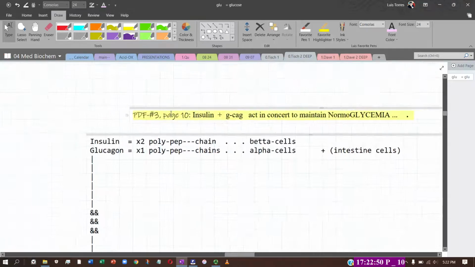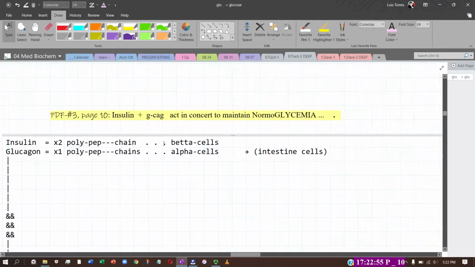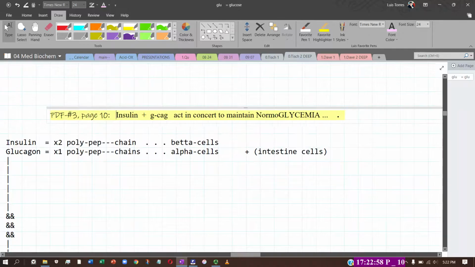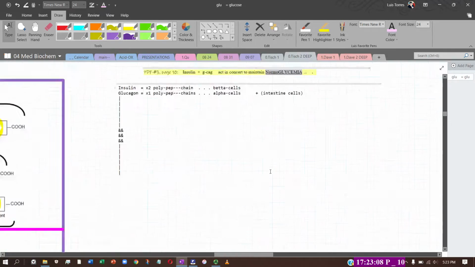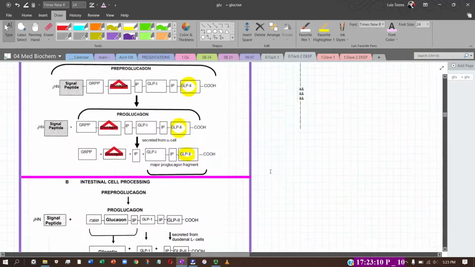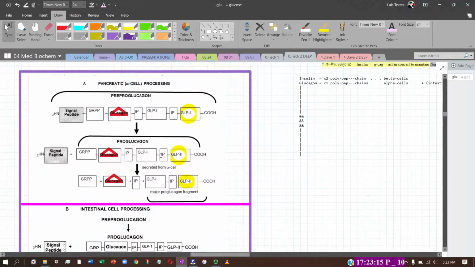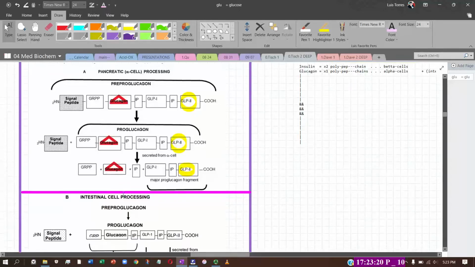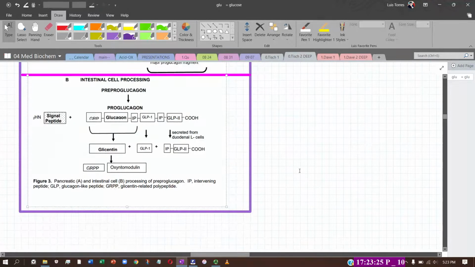Here's a direct quote which came from page 10 of PDF number 3: insulin and GCAG, or glucagon, act in concert to maintain normal glycemia. Normal glycemia is a single term. Here is the figure itself. It's pretty straightforward. It can be slightly more clear once it's redrawn, lined up better, and color coded more extensively, so it doesn't seem too critical.